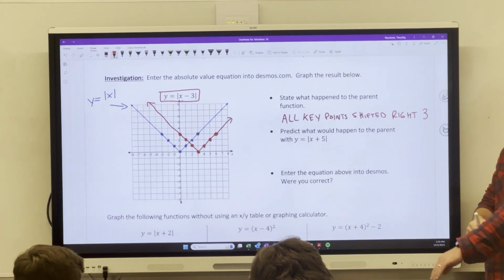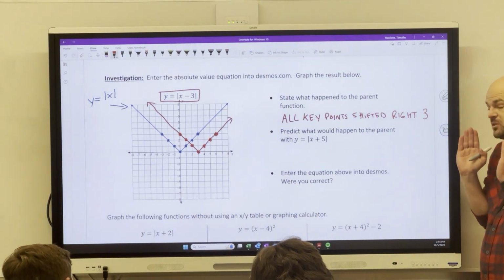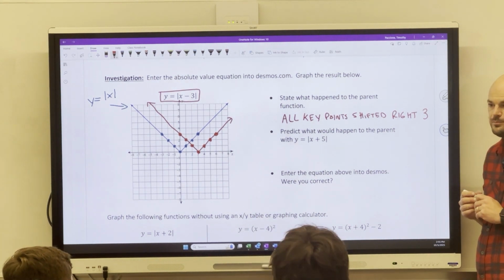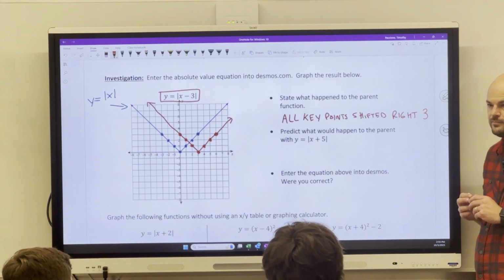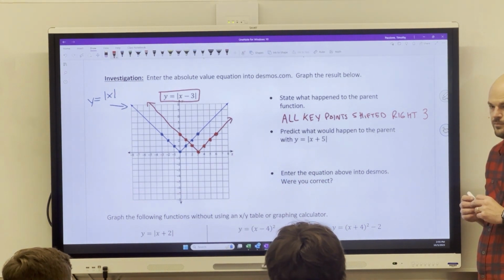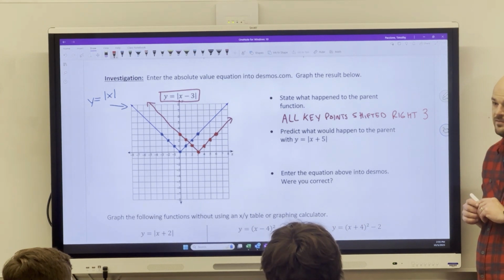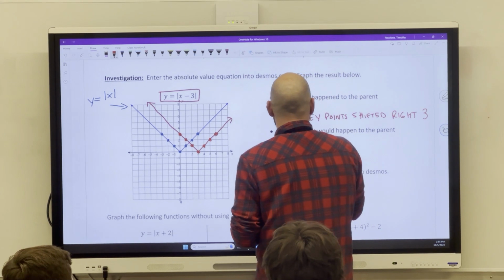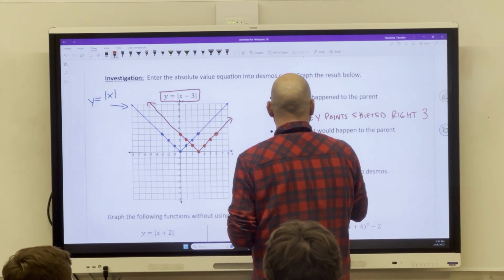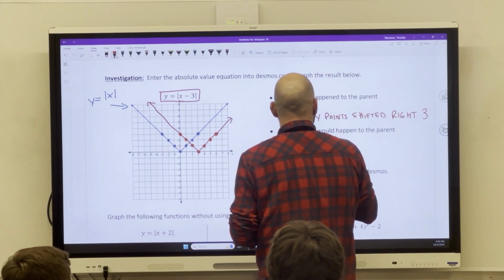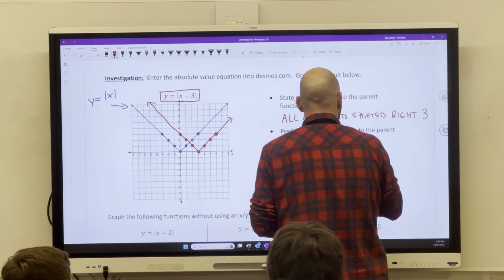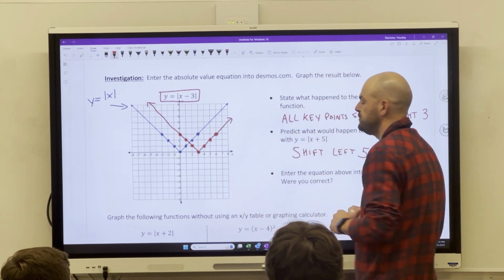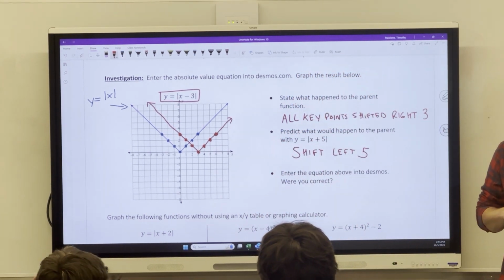So what do you think would happen if I had x plus 5 on the inside? They would move 5. Which way? Left. You would shift left 5. Yeah. Wouldn't it be the opposite?